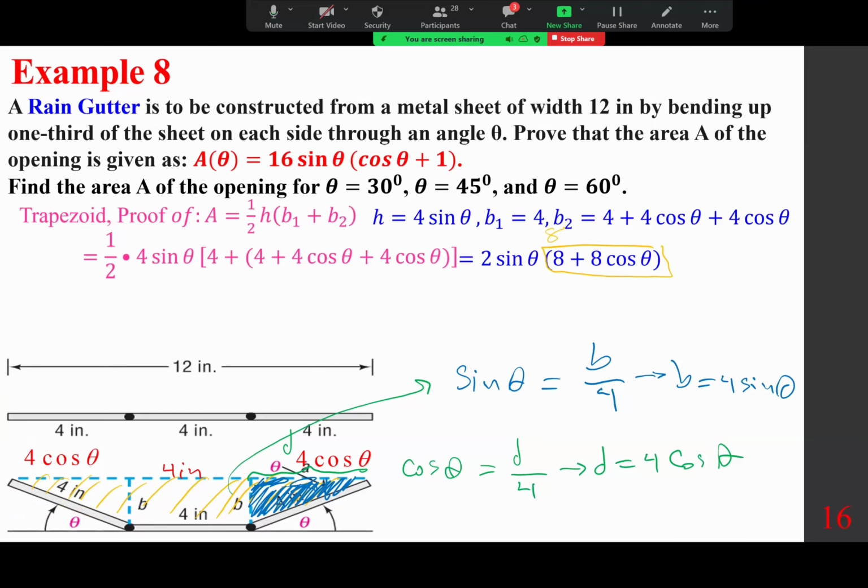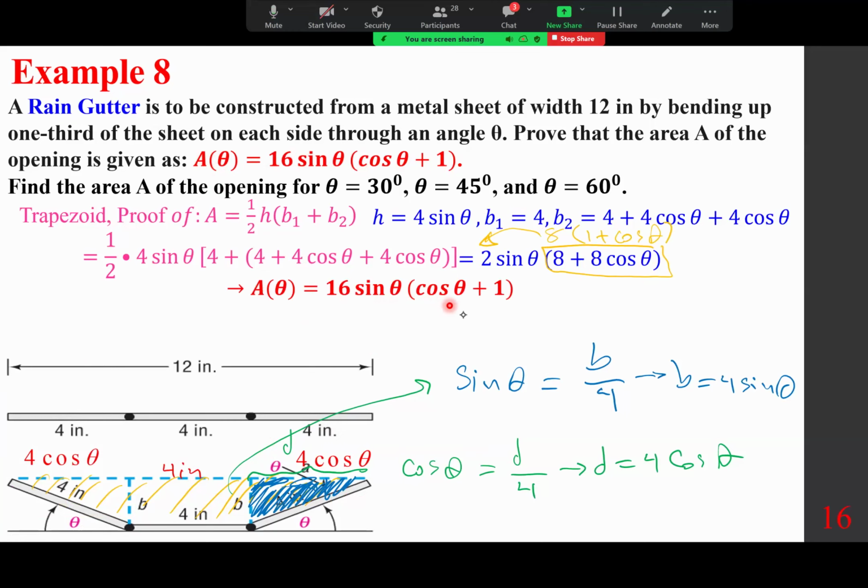By writing it as 8 times 1 plus cosine theta multiplied by 2. And believe it or not, this is the proof. That's the main part. The rest is elementary. So we proved that the area is 16 sine theta cosine of theta plus 1.